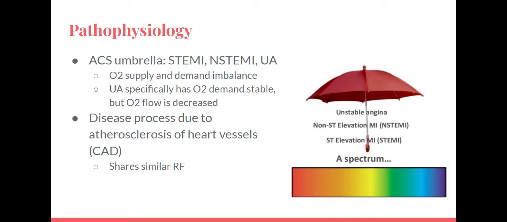Unstable angina specifically differentiates from the other two because the oxygen demand is stable to the heart, but the oxygen flow is decreased. This brings me to my next point that unstable angina is typically caused by atherosclerosis of heart vessels or plaque buildup in the vessels. With that being said, the risk factors with unstable angina and coronary artery disease are very similar, being smoking, male sex, diet, sedentary lifestyle.